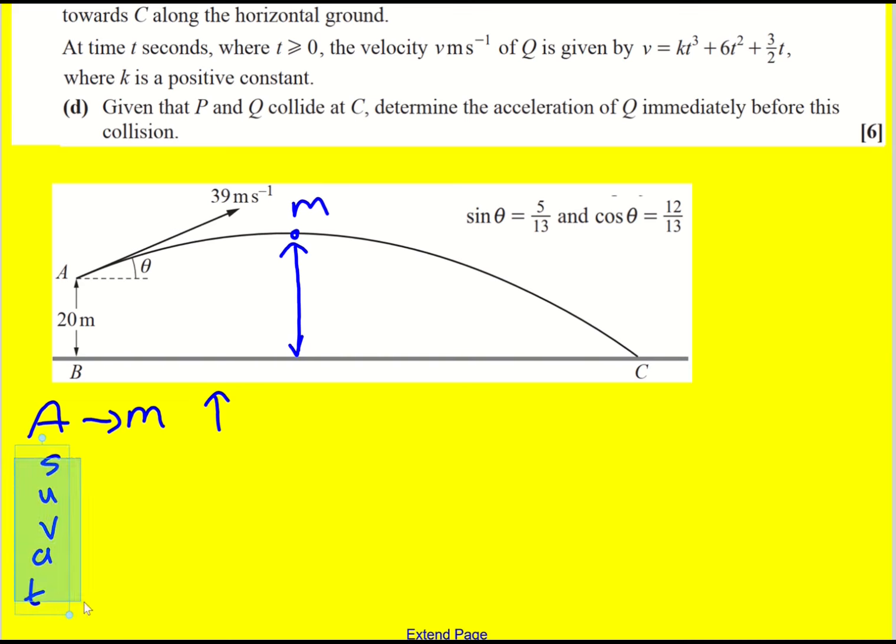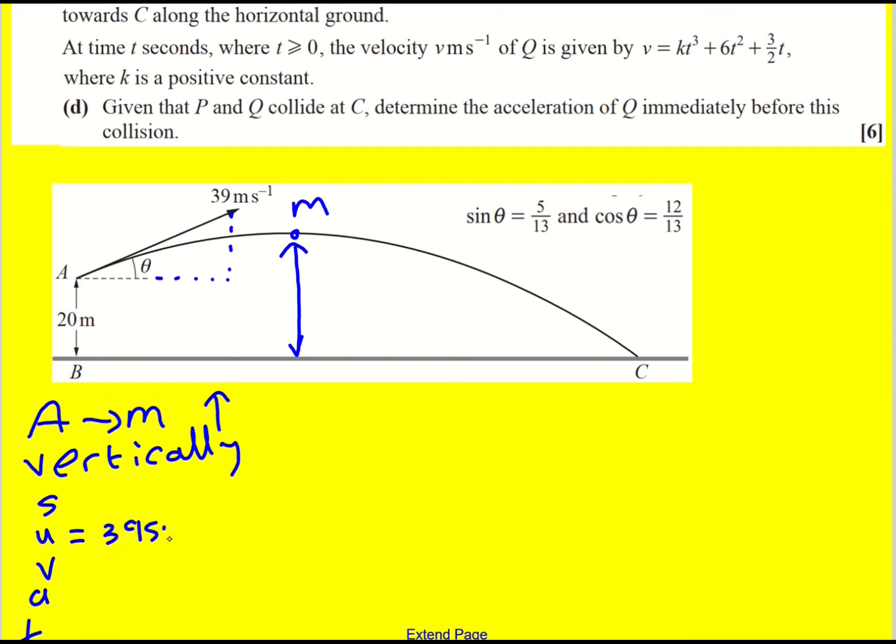Later on you need to work horizontally as well, but let's just make it clear, vertically. Then u is going to be this component of the speed acting up. It's going to be 39 sine theta, which is 39 divided by 13, which is 3 times 5. Actually, we just get 15.